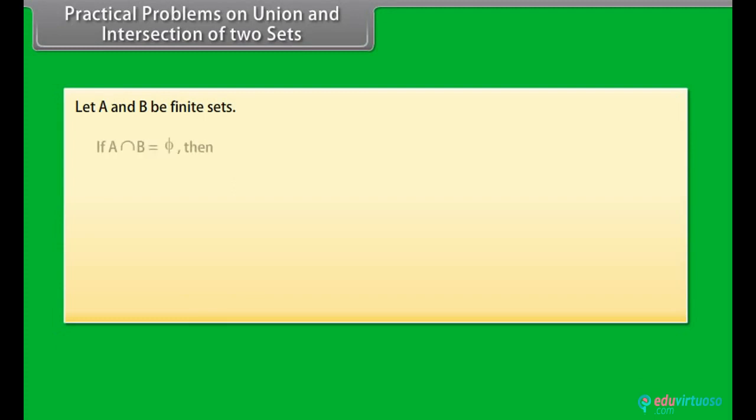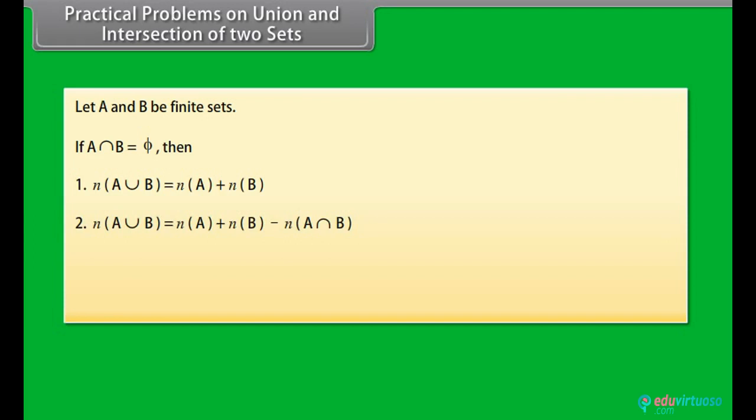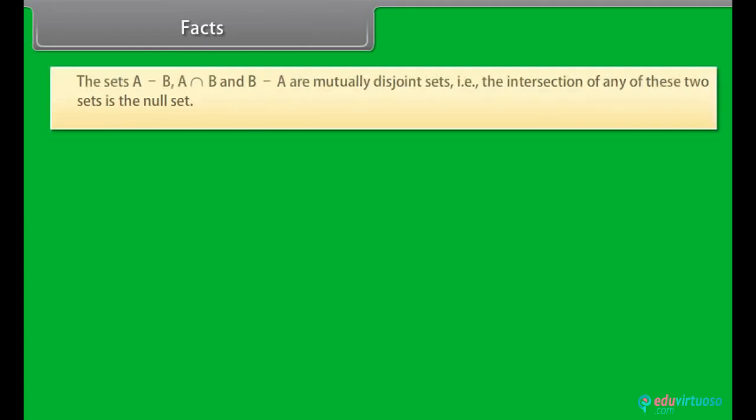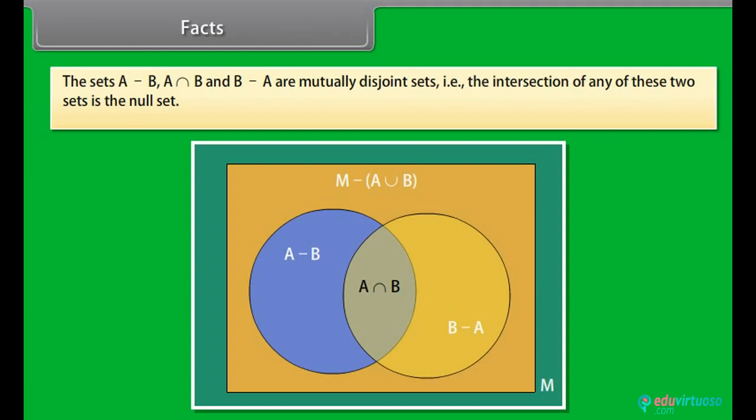Practical problems on union and intersection of two sets. Let A and B be finite sets. If A intersection B is equal to phi, then n(A union B) equals n(A) plus n(B). In general, n(A union B) equals n(A) plus n(B) minus n(A intersection B). If A, B and C are finite sets, then the following facts hold. The sets A minus B, A intersection B and B minus A are mutually disjoint sets. That is, the intersection of any two of these sets is the null set.